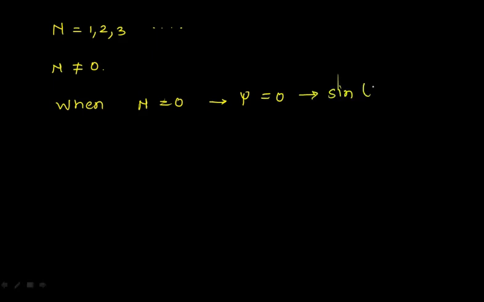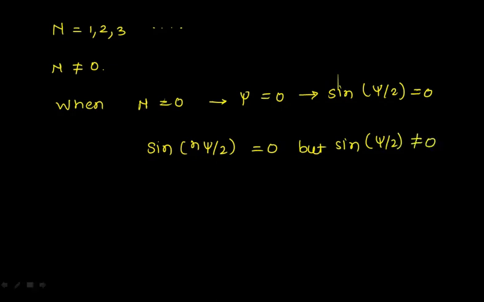हम लोगों ने we have considered n 1, 2, 3 and so on, but your n is not equal to 0. Now what will happen when your n is equal to 0? ठीक है? आपका psi will be equal to 0, and then your sine of psi by 2 will become 0. So हमारा condition, what is our condition for null direction? Your sine of n psi by 2 must be 0, but your sine of psi by 2 should not be 0. So that's why you're not supposed to take n is equal to 0.